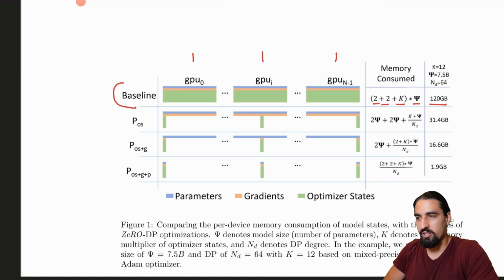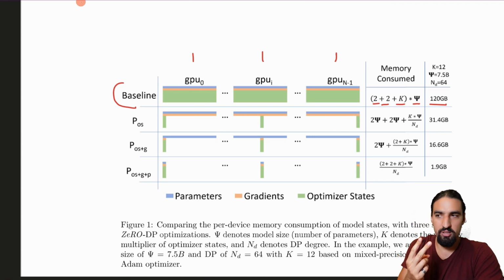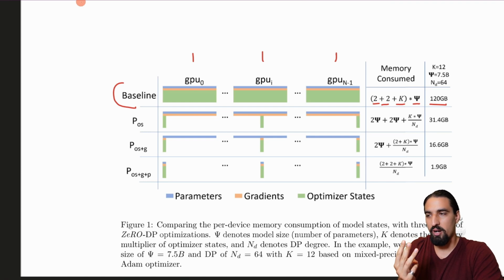The 2 is because you use 2 bytes. When you use mixed precision training, you use 2 bytes for weights. You use 2 bytes for gradients. So that's why you have 2 plus 2. And then K is equal to 12, because these are the optimizer states. We'll see the calculation a bit later, but for Adam, K equals 12. And so you have 16 times 1.5B, you end up with, I guess, this number.